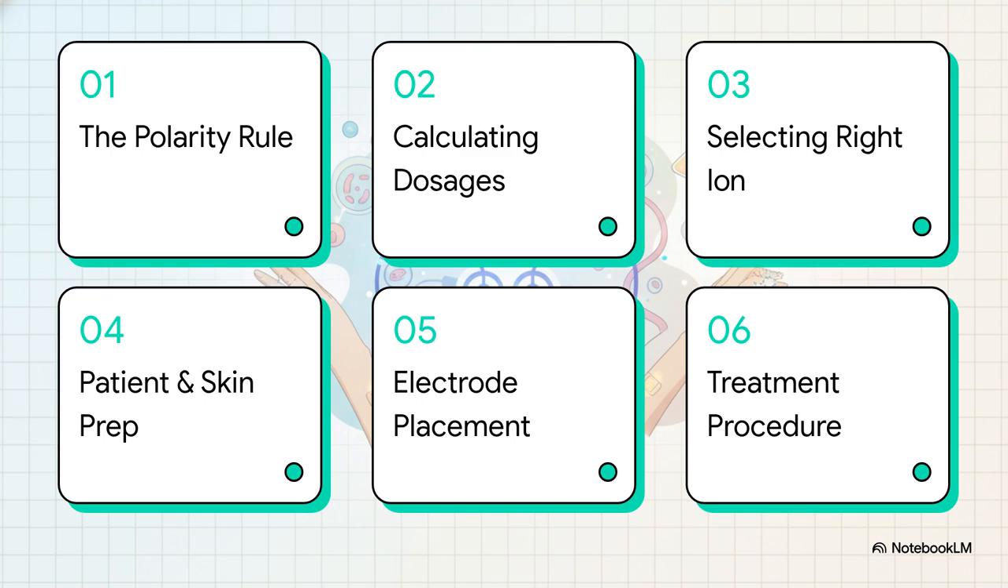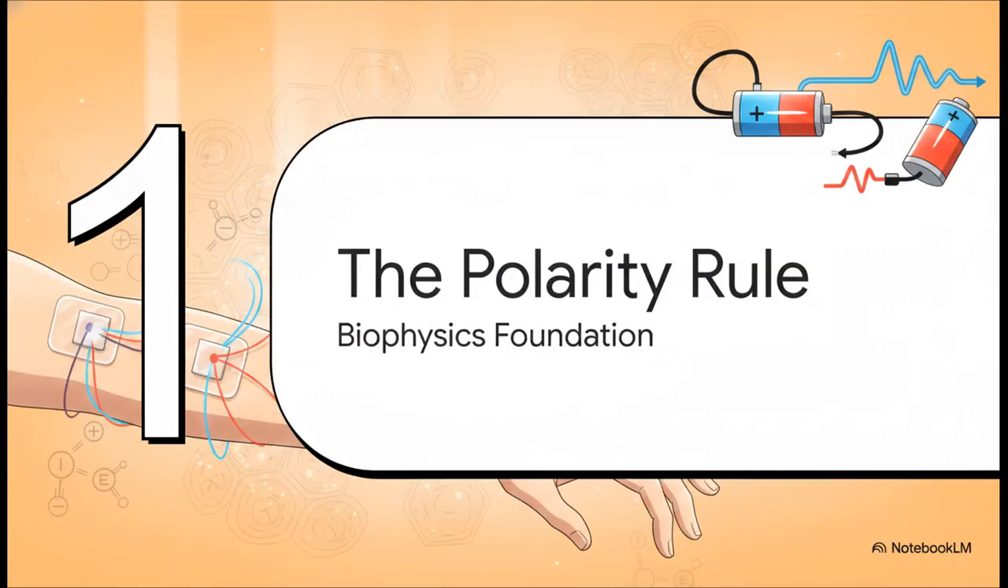Okay, let's take a quick look at our clinical syllabus. We're covering 6 critical areas today. 1. The polarity rule. 2. Calculating safe dosages. 3. Selecting the right ion. 4. Patient and skin preparation. 5. Safe electrode placement. And finally, 6. The treatment procedure.